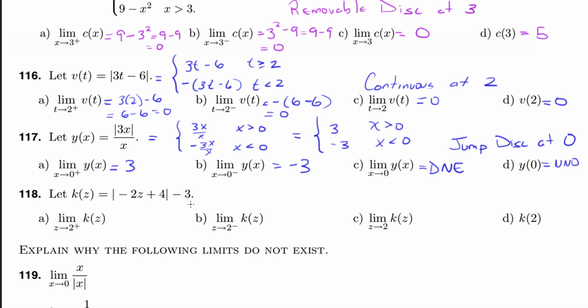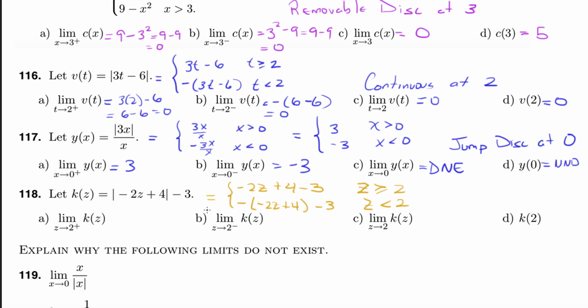For this one, notice that, again, the definition only applies for the absolute value, not for the -3. So it's going to be -2z plus 4. Let me fix that. -2z plus 4 minus 3 for z. Well, what value gives me 0 inside the absolute value? That's equal to 2, so greater or equal than 2. And then negative outside, -2z plus 4, only on the absolute value, -3 for z less than 2.